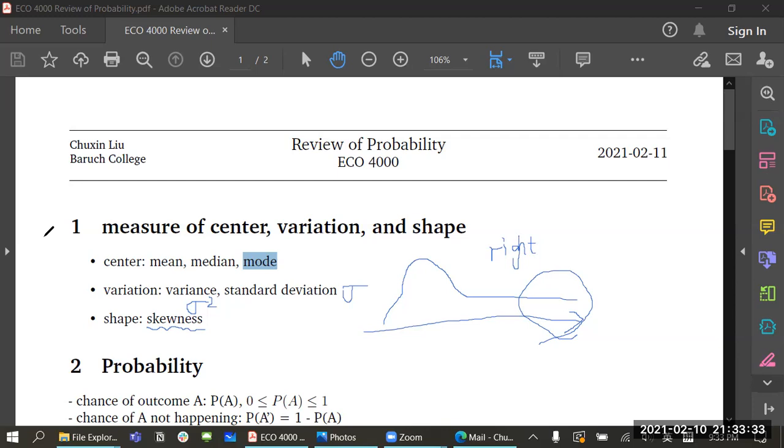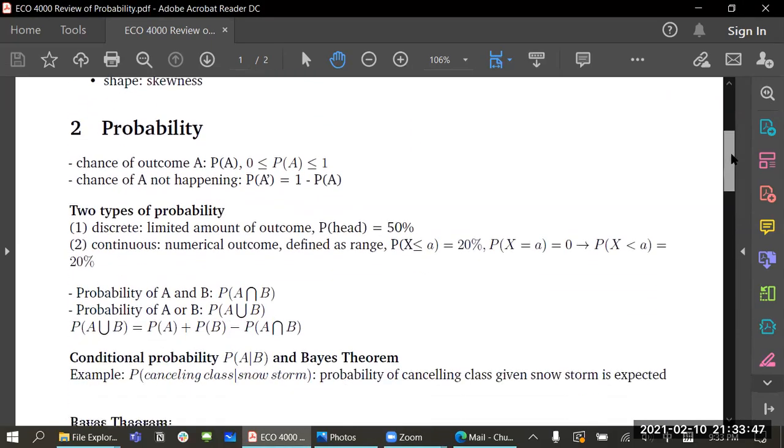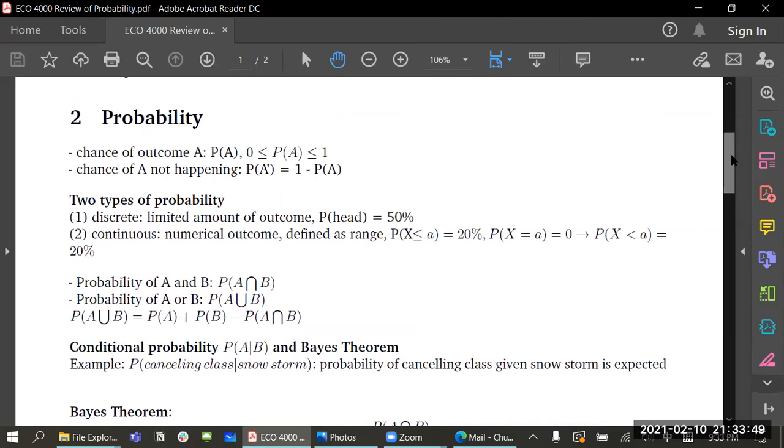So that's measures of center, variation, and shape. All of them should be very visual and easy to understand. Now let's move on to probability. All right, so what is probability? It's the chance of something happening, right?